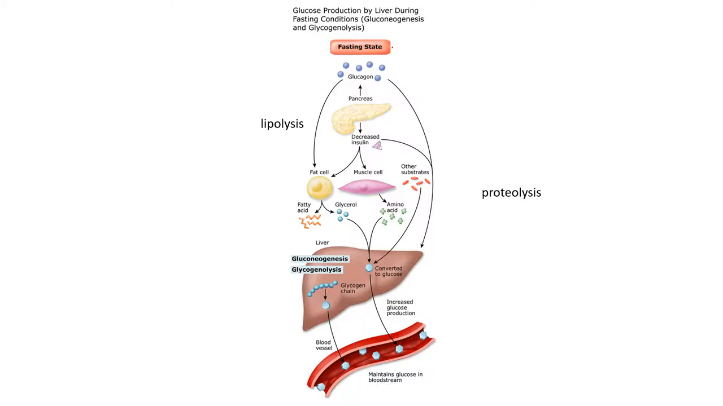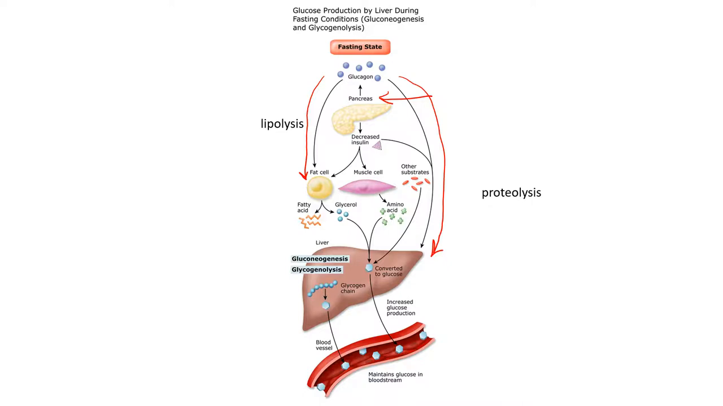When you're fasting, meaning you don't have a lot of sugar in the blood, the pancreas secretes glucagon. Now, glucagon has several different effects. It's going to send that to the fat cells, and the fat cells are going to break that down through a process known as lipolysis, which is what we just talked about. And then it's also going to go to the liver.